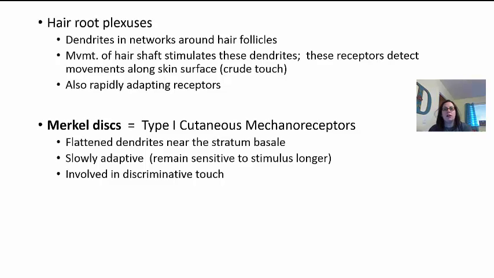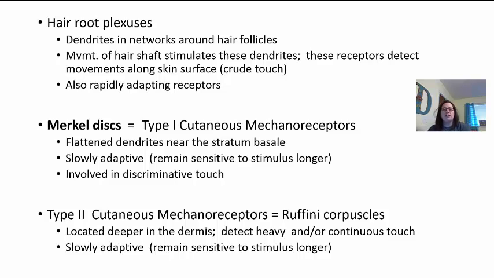The next ones are called the Merkel discs. Merkel discs are also known as type 1 cutaneous mechanoreceptors. They're flattened dendrites, so they're more flattened out. They're near the stratum basale, so they're right up against that bottom layer of the epidermis of your skin, that base layer. These are a little more slowly adaptive. They're going to remain sensitive to a stimulus longer than we saw in the other examples so far. And these guys are involved in discriminative touch as well.